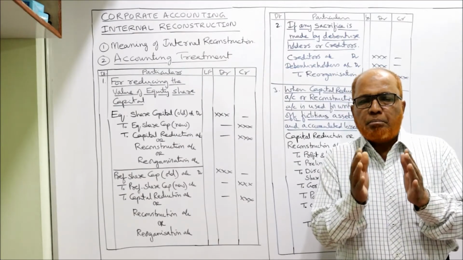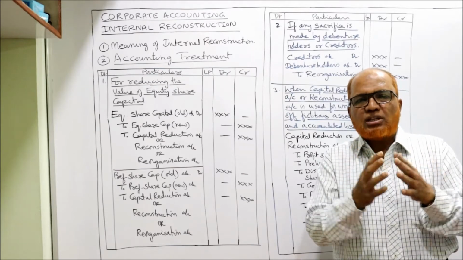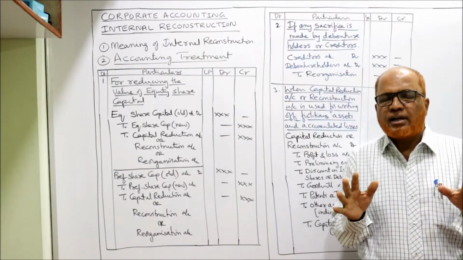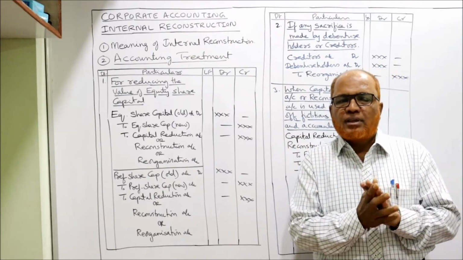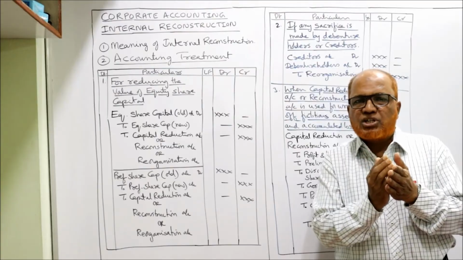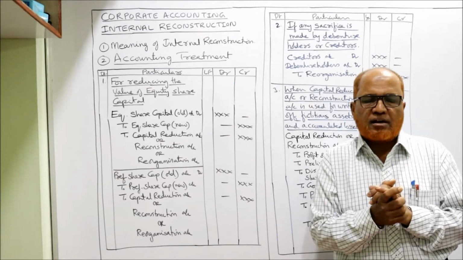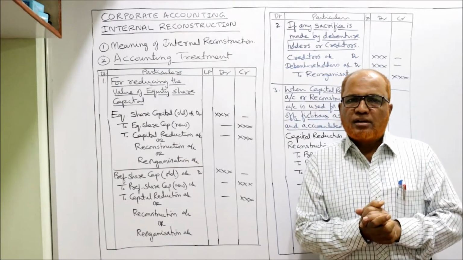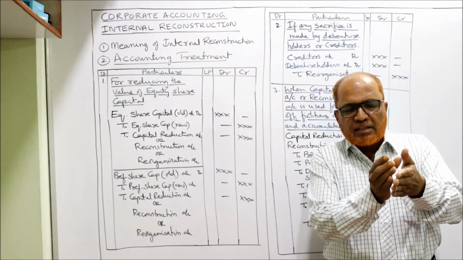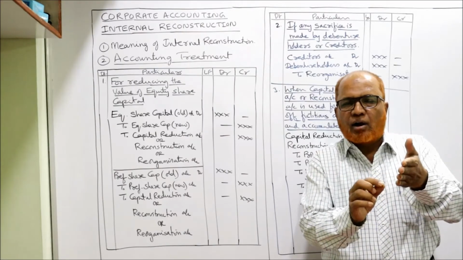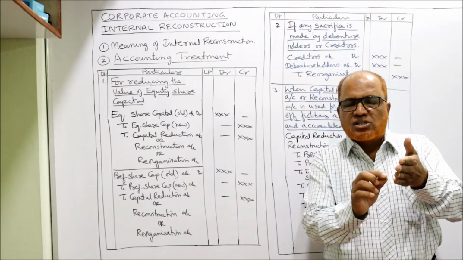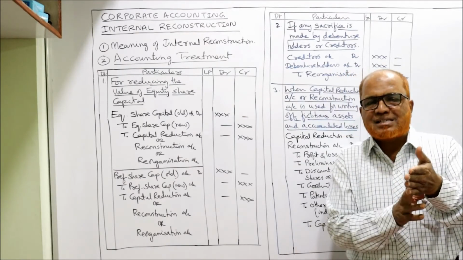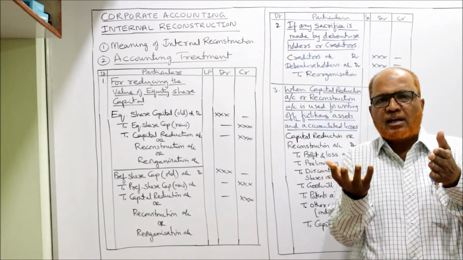Internal reconstruction means restructuring or changing the balance sheet of the business without liquidating. Without liquidating, we will write off the accumulated losses and other fictitious assets on the asset side, and on the liability side we reduce the capital. For example, in a company, on the asset side you can find the P&L account accumulated loss, preliminary expenses, discount on issue of debentures, patent right, copyright. All these are useless assets that don't have any realizable value.